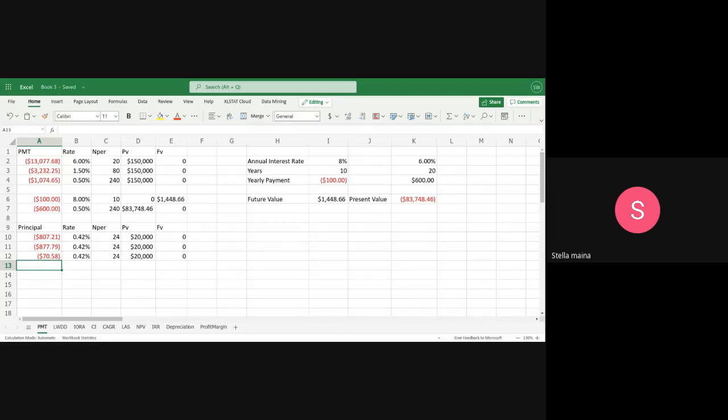So that is that. I want us to see how we are going to compare. Remember, we have been doing loans which have constant payments and constant interest rates. So what if our loans have different durations? How do we do that in Excel?